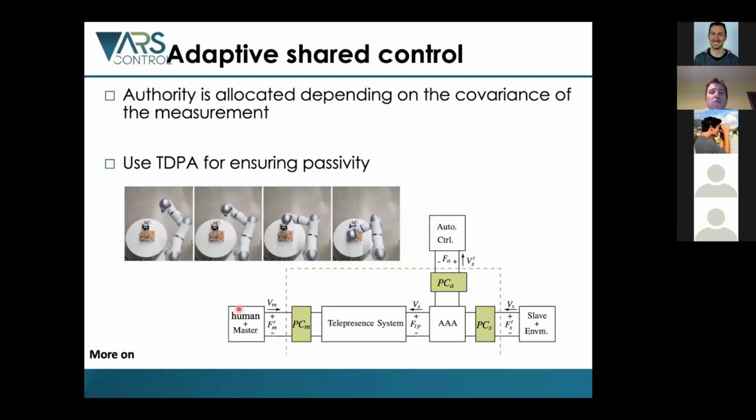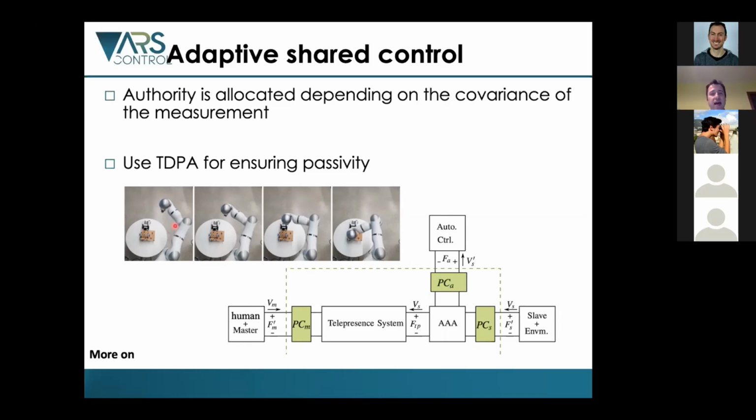We have, of course, used energy tanks because, to us, it's a very nice tool. But we have done some work also on this kind of architecture, exploiting the time domain passivity approach, in collaboration with DLR. And the thing here is that the authority control is connected to an authority allocation module, and the dynamics of the switched authority was passivated by the time domain passivity control.